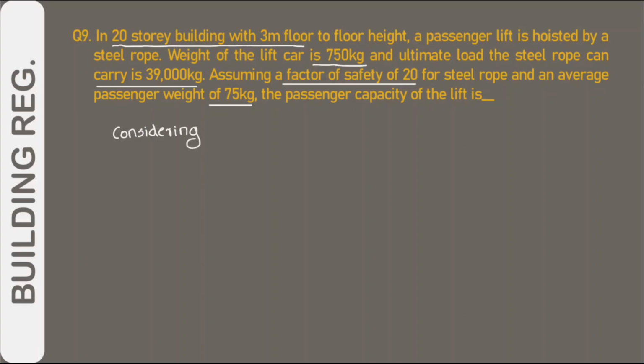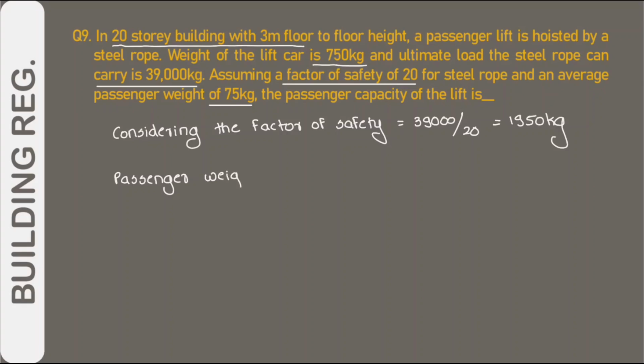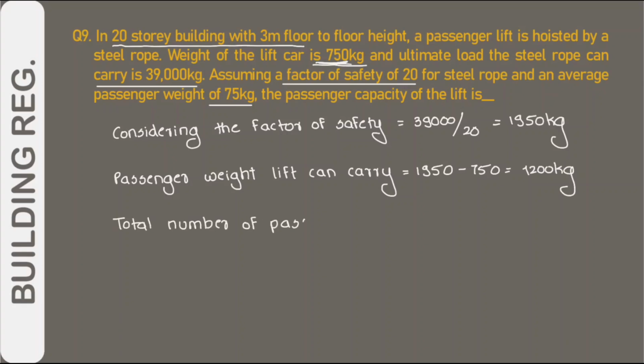So, considering the factor of safety, 39,000 divided by 20 is equal to 1950 kg. So the passenger weight that the lift can carry is 1950 minus the weight of the lift car, that is 750 kg, which comes up to 1200 kg. So the total number of passengers, as the weight of single passenger is 75 kg, will be 1200 divided by 75, that is 16 passengers.